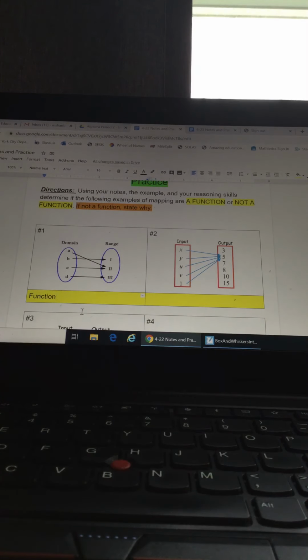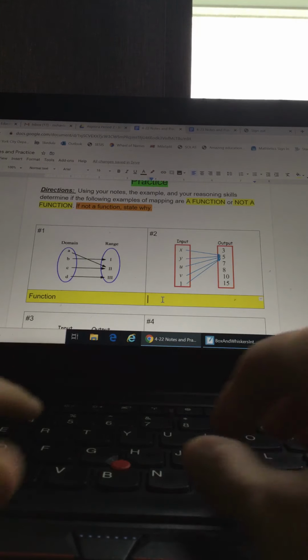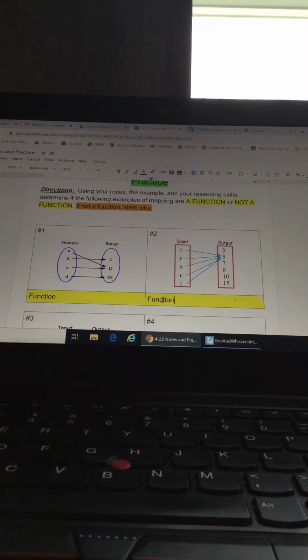So now I want to look at number 2. Thinking about the same rule, each one has only one arrow. X, Y, U, V, and L all have one arrow. So that means this one is also a function. So I just write function.